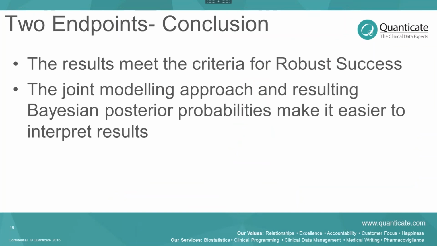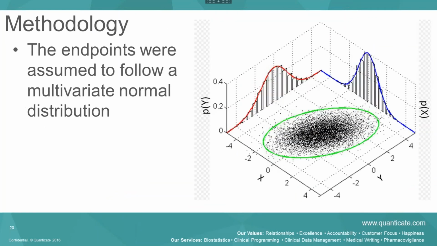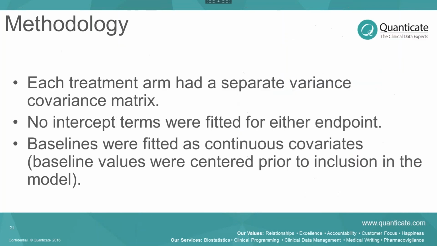So the methodology, I won't get too heavily into the stats, but we're assuming that the two endpoints follow a multivariate normal distribution. So this is a bit like the diagram of the posteriors, really. The way that we modelled it, we had each treatment arm had a separate variance-covariance matrix, and I'll hopefully show you the SAS code for that.